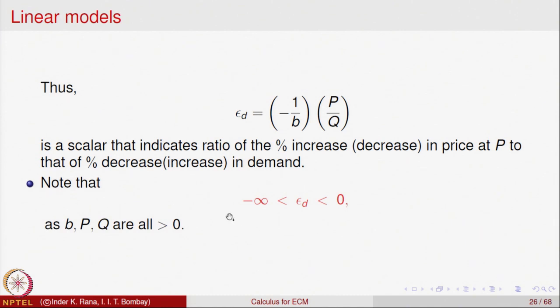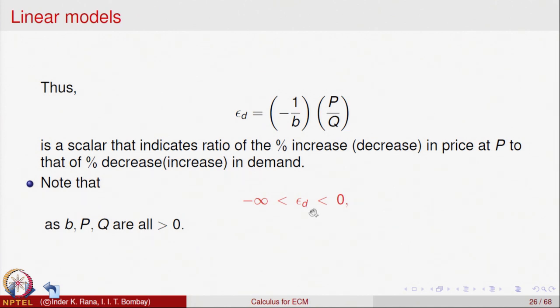So, let us make an observation that this number p is positive, price is always positive, quantity demanded is positive. The number b in the equation is positive. So, in the linear demand and supply equation, b is positive. So, all these quantities being positive, epsilon d is a negative quantity. So, it lies between minus infinity and 0. So, this only says that epsilon d, the coefficient of elasticity, is always negative.